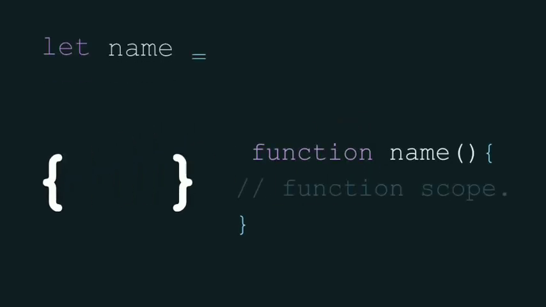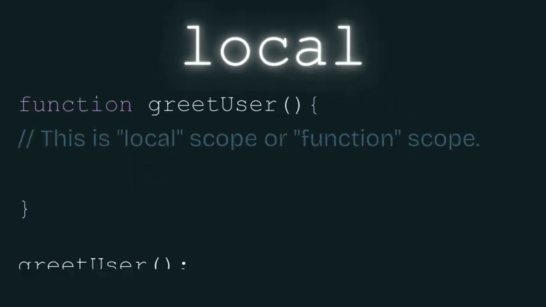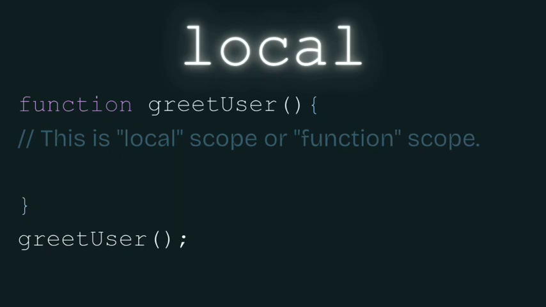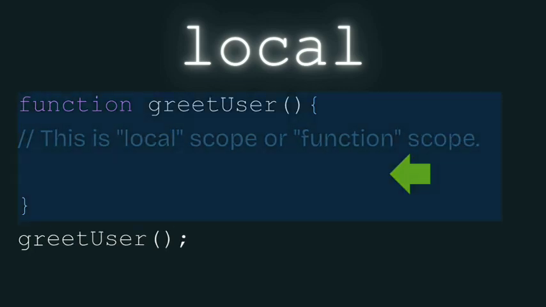So, if you put any line of code or any variable outside the block or function, it becomes global, and this variable can be used from everywhere in our code. Local scope. This is one of the very easy parts of scope. So, if you put any variable inside a function, then that variable becomes local to that function, and those variables can only be accessed inside that function.